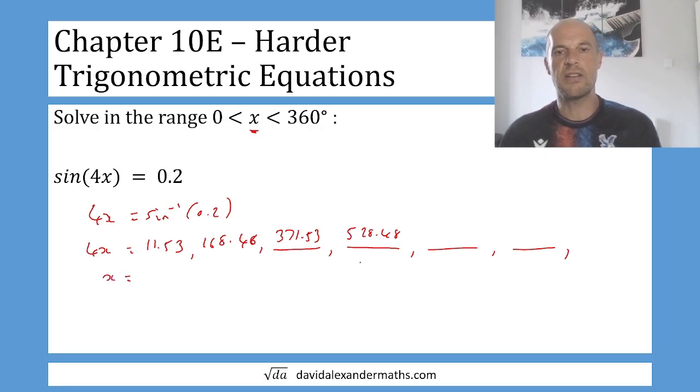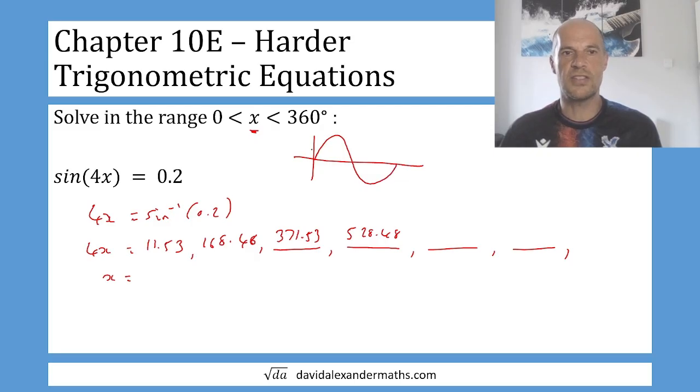Now, with experience, you'll know how many values to get. For example, I know, and perhaps you can get to this way of thinking, that between 0 and 360, where the sine of x is 0.2, so let's say 0.2 is there, I'm getting 2 solutions. Now, the sine of 4x means I'm going to get 4 sine waves for the price of 1 between 0 and 360. So therefore I'm going to get 4 times as many solutions. So instead of 2 solutions, I'm going to get 8 solutions.